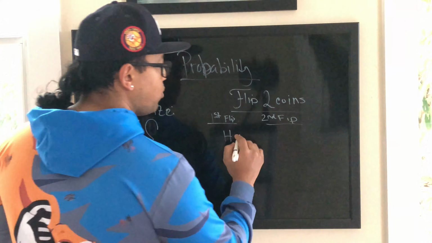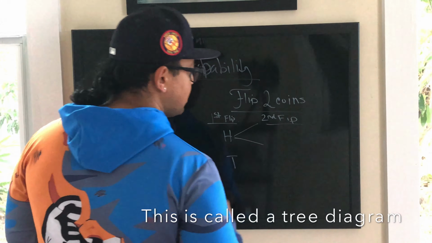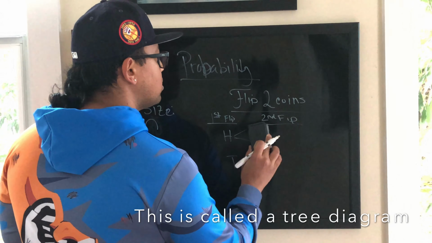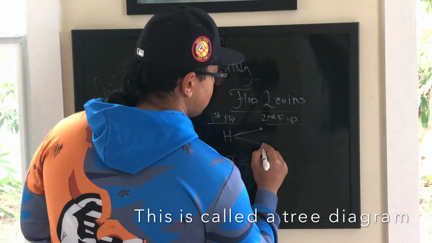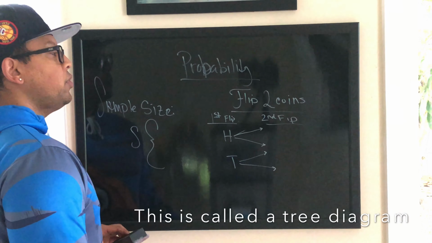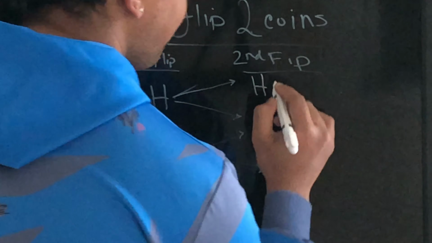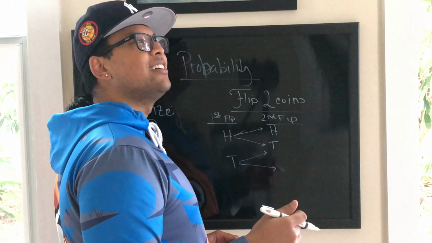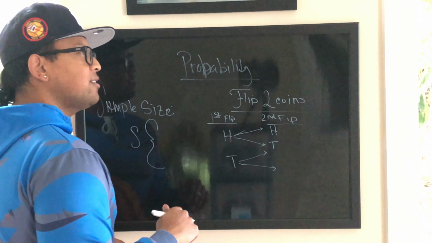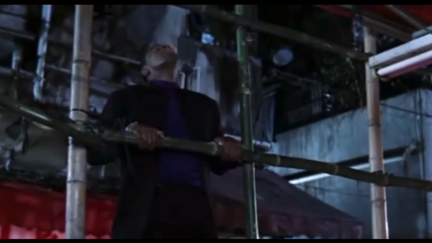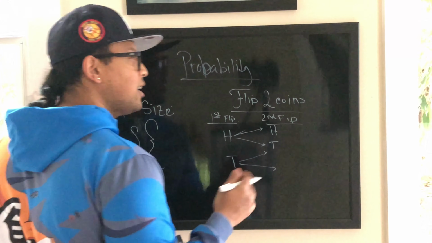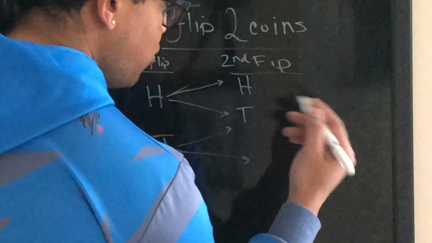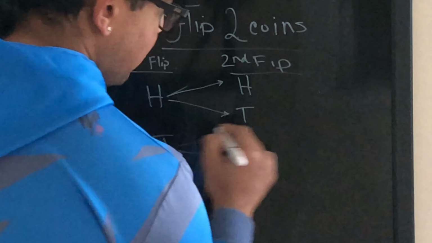Now with the second flip, once you flip heads, we know it's going to look like this. If you flip tails, it's going to look like this. So the possibilities of a second flip could be heads and heads, or heads and tails. Or if you were to flip tails the first time, and you flip it again, it could be tails and heads, or tails and tails.